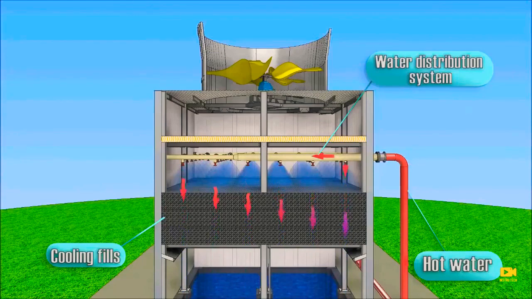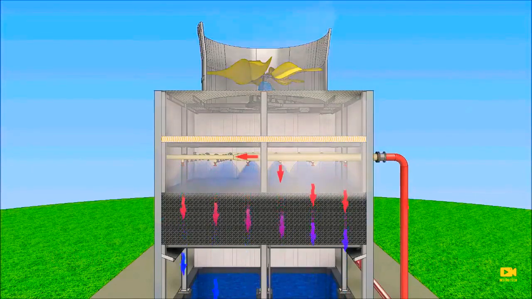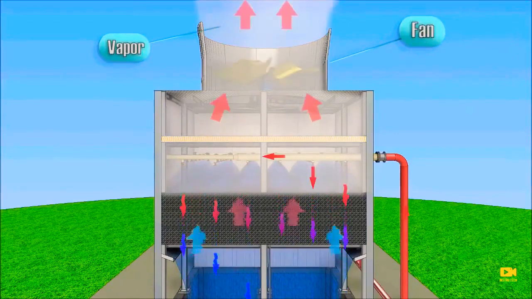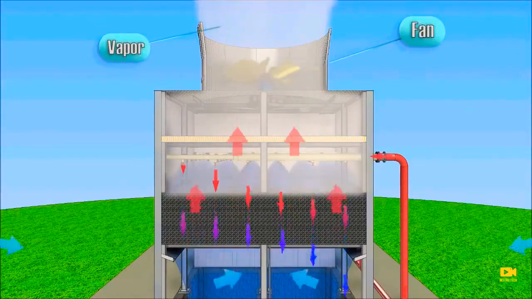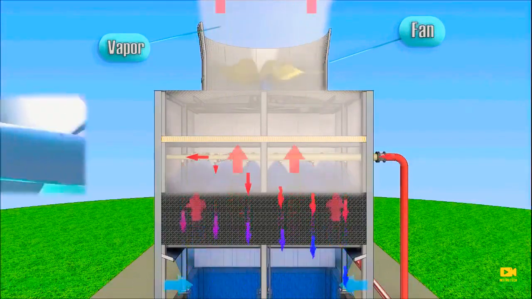Evaporation is accompanied by expenditure of energy required to convert liquid to vapor. Humidity of the air increases when water evaporates. With the help of the fan, a steady airflow with low humidity is fed. The air passes through the fills, saturated with water vapor.